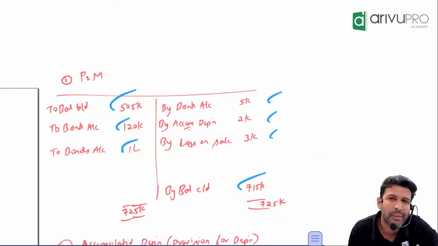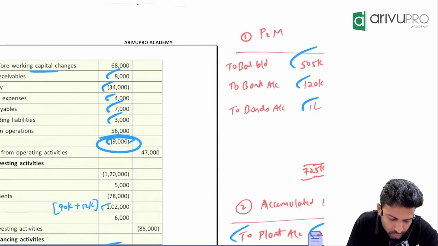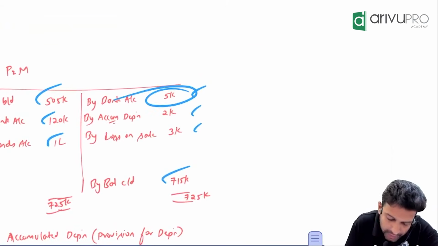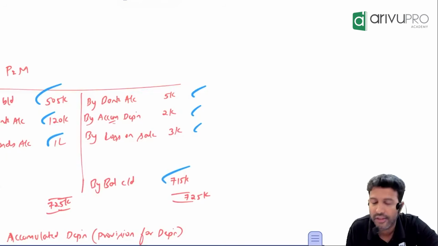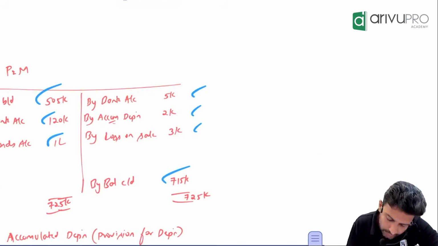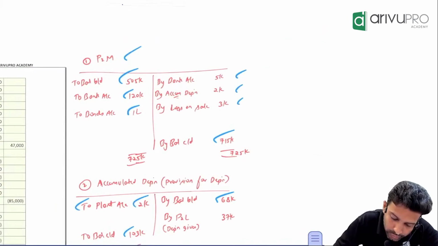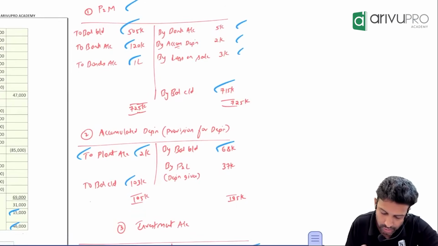Plant purchased, where will it come? Investing activity. Plus or minus? Minus. Have they taken minus 120? Check. Minus 120 here. Okay. Now check the credit side. By bank means it is a sale. Sale of plant, what activity? Investing activity. Have they taken 5,000 plus? Yes. So this ledger's full information we have captured. Done. Next ledger, accumulated depreciation.